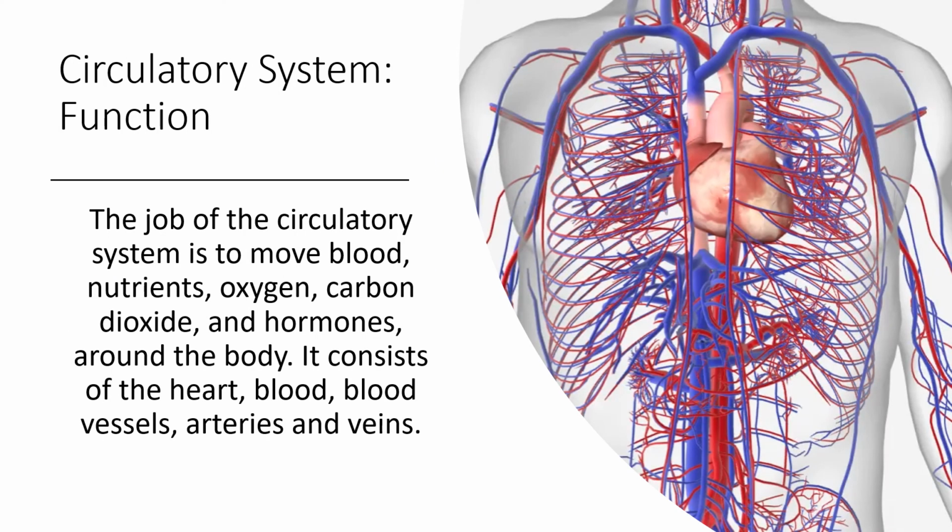Moving on to the circulatory system, because these two are very connected. This is its function, and what it does is it moves oxygen, nutrients, carbon dioxide, hormones, and of course our blood around the body. It contains the heart, of course the blood vessels, arteries, veins. So this is basically the highways and the little roads of our body.